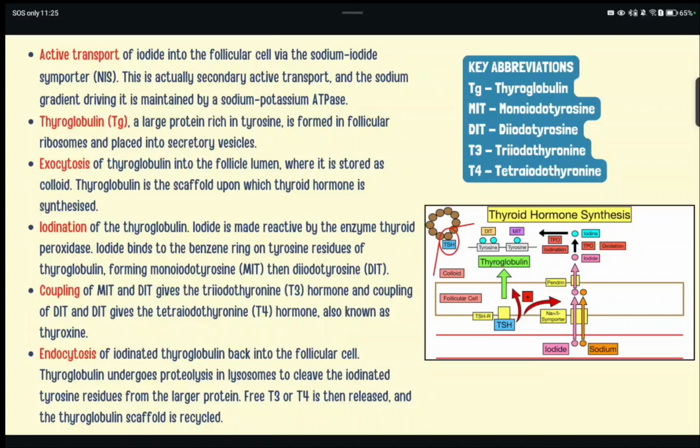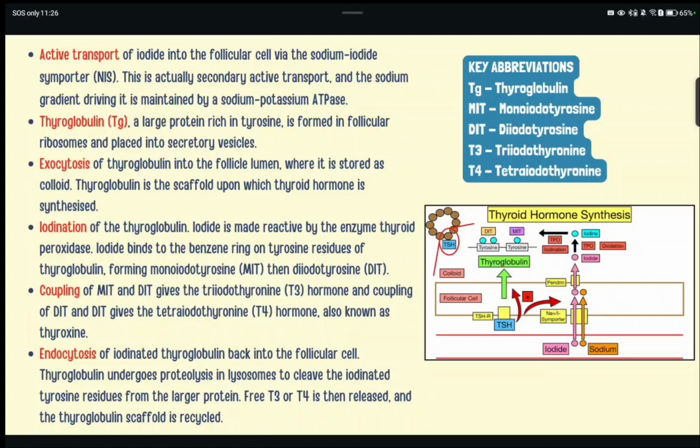Next is T, which is thyroglobulin, or TG in short, a large protein rich in tyrosine, and it is formed in follicular ribosomes and placed into secretory vesicles. The third process is E, which stands for exocytosis of thyroglobulin into the follicle lumen, where it is stored as colloid. Thyroglobulin is the scaffold upon which thyroid hormone is synthesized.